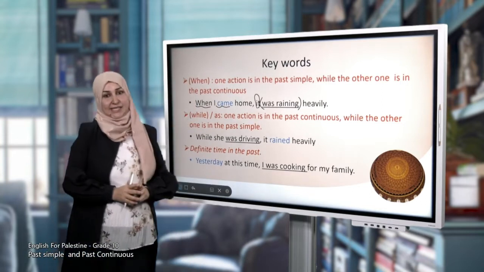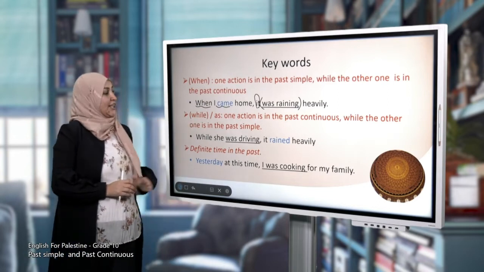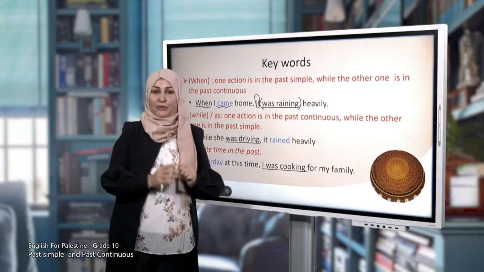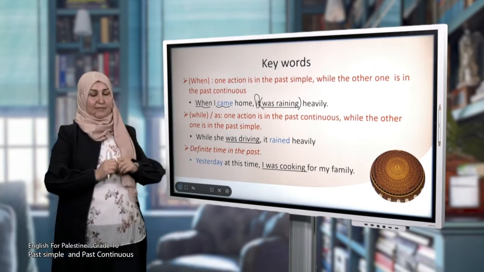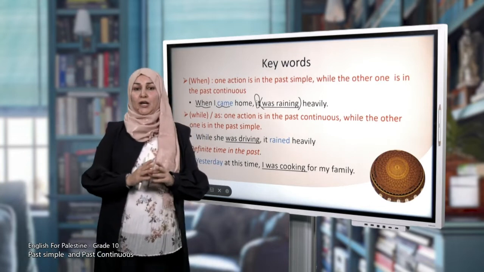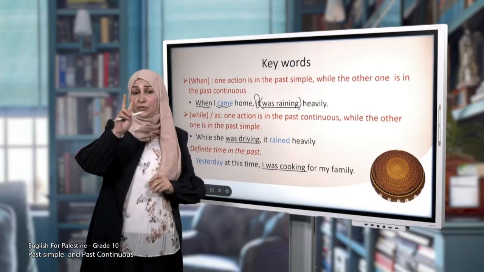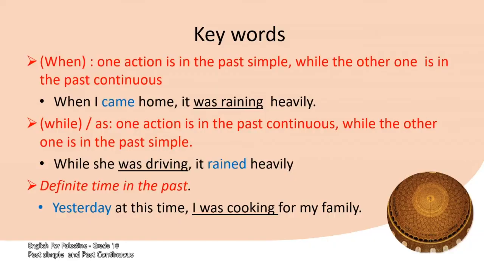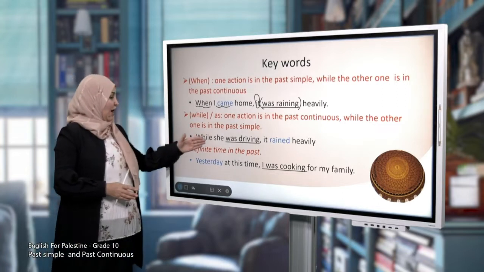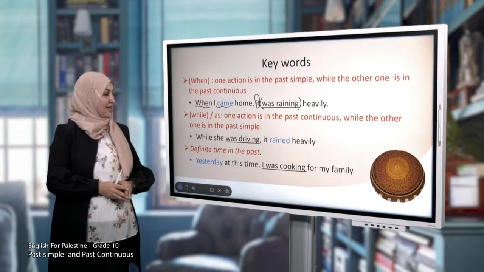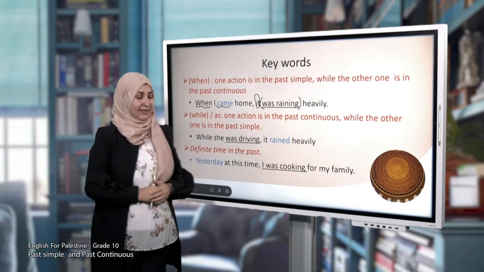While, as. One action is in the past continuous and the other one is in the past simple. When we use while or as, also we have two actions. The first action is with past continuous, but the second one is with past simple. For example, while she was driving, it rained heavily.